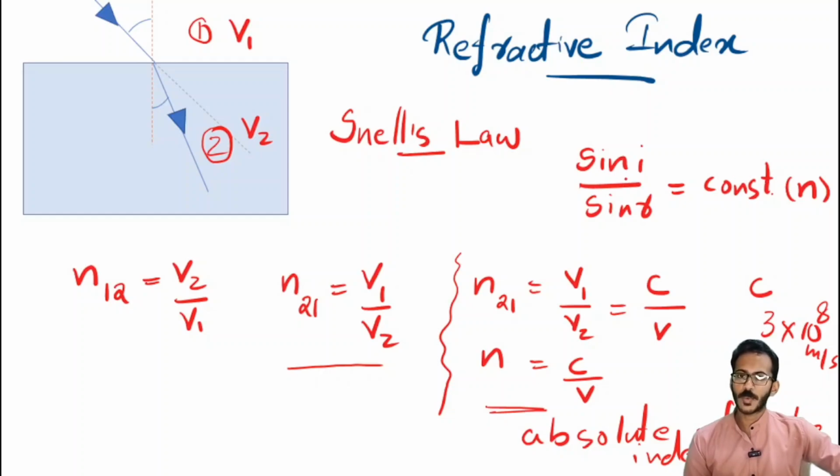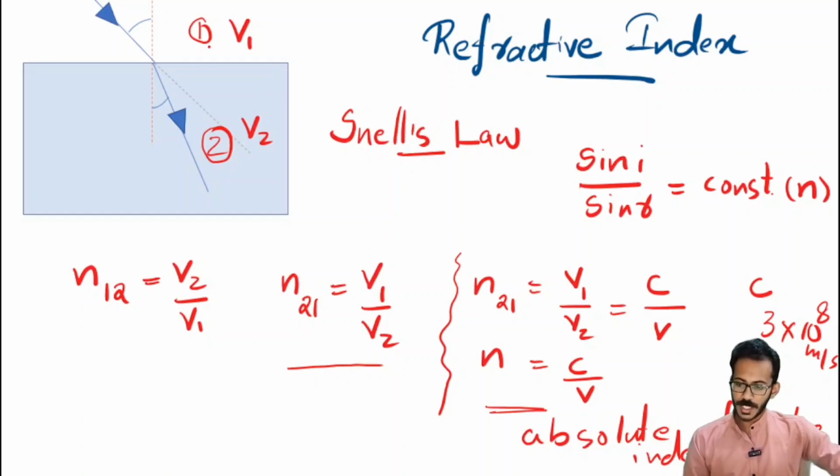This refractive index will be a particular value for the material that you're taking. The amount of bending of light will be different in water compared to glass, or different compared to air. The refractive index of the first medium with respect to the second medium is equal to V2 by V1, that is, the speed of light in the second medium by the speed of light in the first medium. In the same way, the refractive index of the second medium with respect to the first medium is equal to the speed of light in the first medium by the speed of light in the second medium.